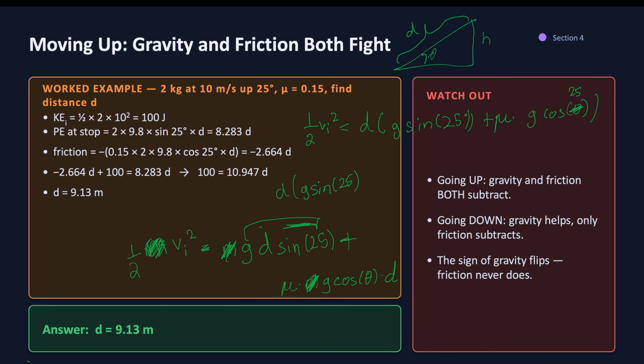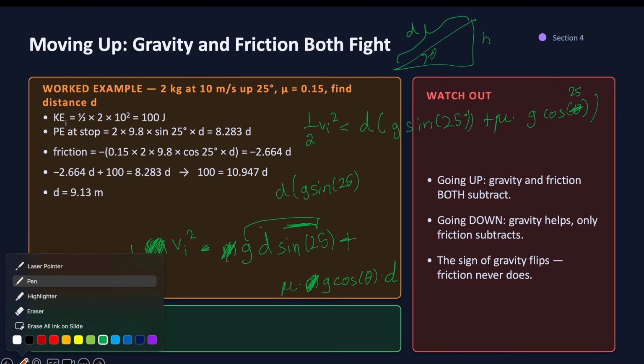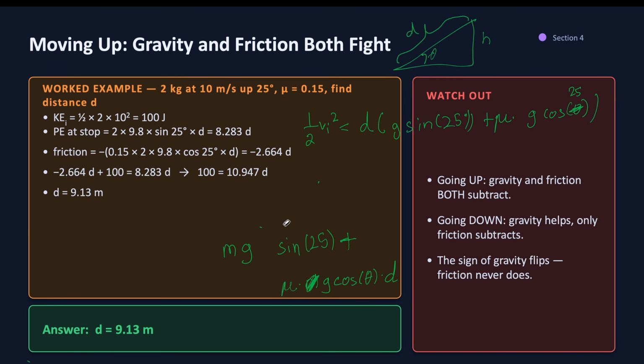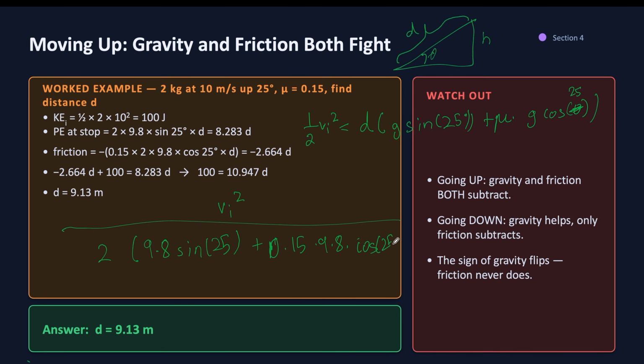So what was I left with then? I was just left with this. So I can just divide the entire thing by this expression, this massive expression here, right? So it's just going to be velocity initial squared over 2 times 9.8 times sine of 25 plus mu, which is 0.15 times 9.8 times cosine of 25.